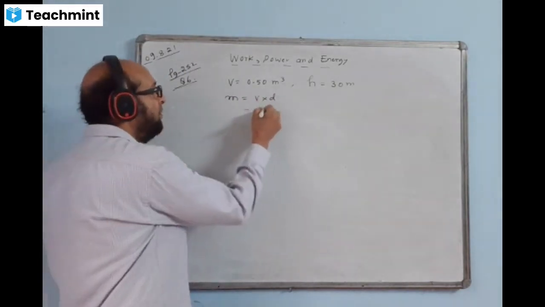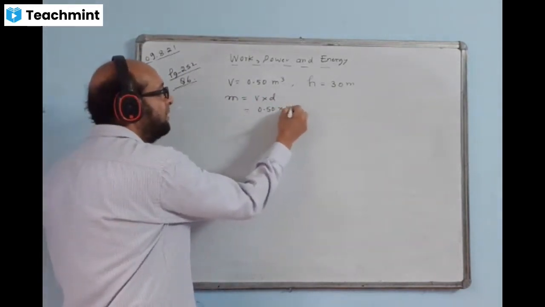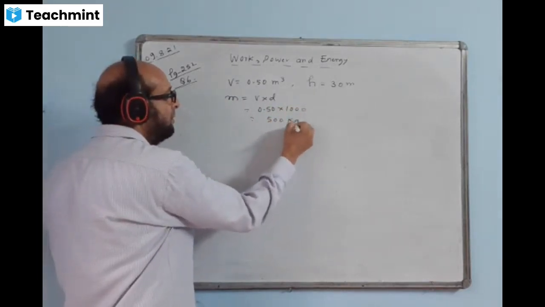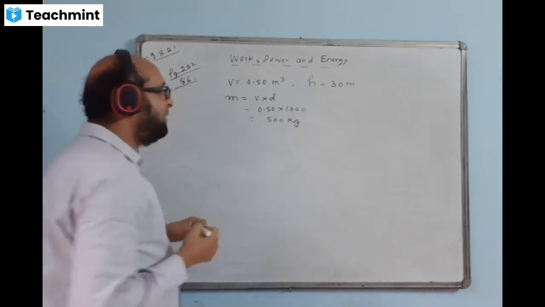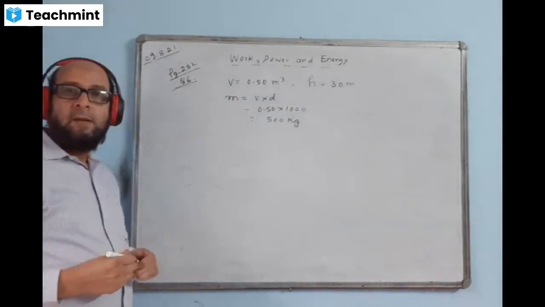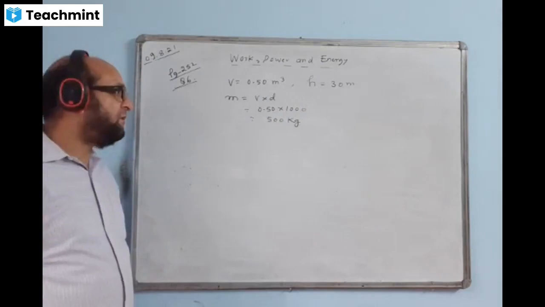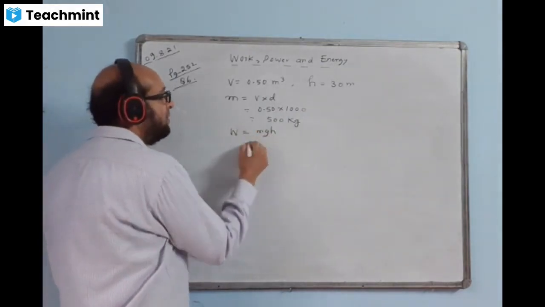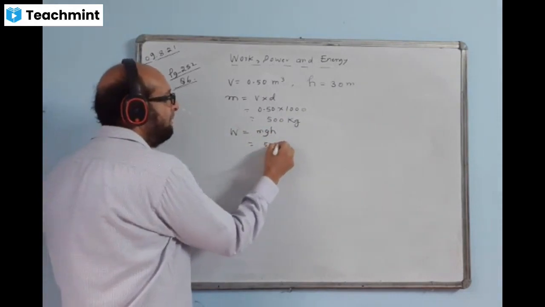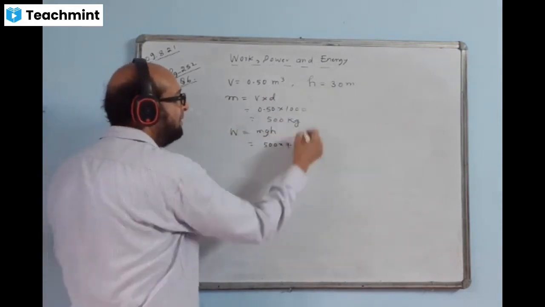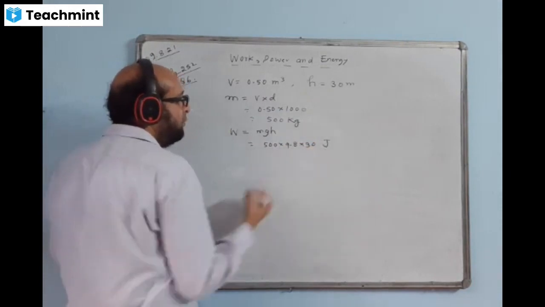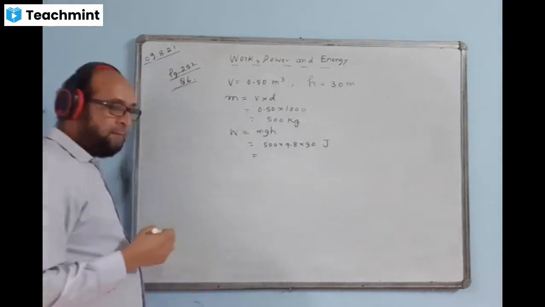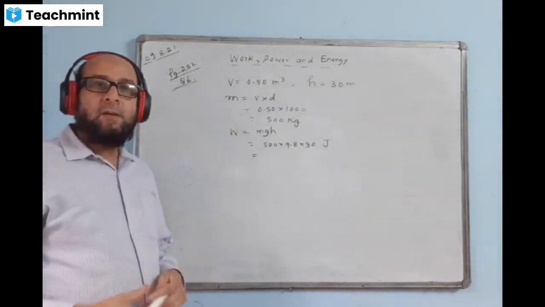Volume value we have 0.50. Density of water is 1000. Answer is coming 500 kg. That means mass of the water is 500 kg. I'll find work. Work formula is mgh. Mass is given 500, g is 9.8 and the height given is 30. This much joule. Calculate, tell me the answer. What answer do you get?